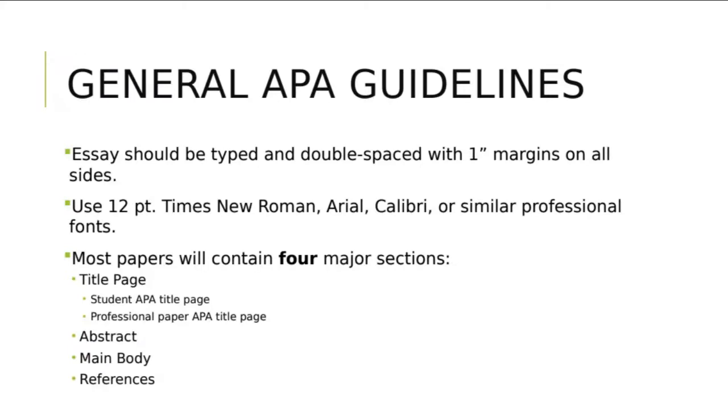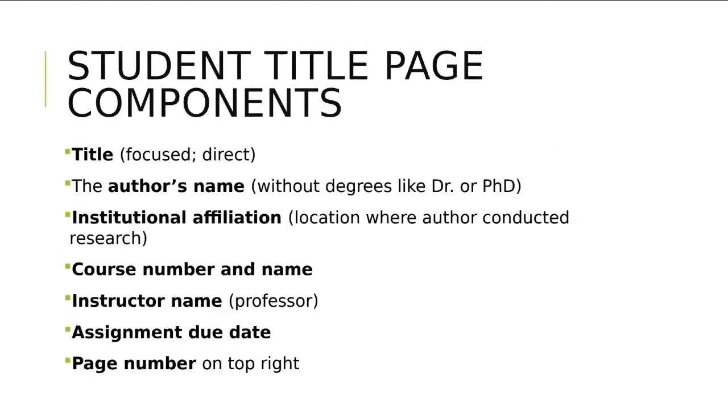It does have a title page: a student APA title page and a professional paper APA title page. I'm going to focus on the student APA title page. It looks a little bit different. We'll briefly go over the professional paper APA one. Then it's going to have an abstract, the main body, and references, which is like MLA. It's different than MLA in that it's called references, but it's the same thing. It's your compilation of resources.